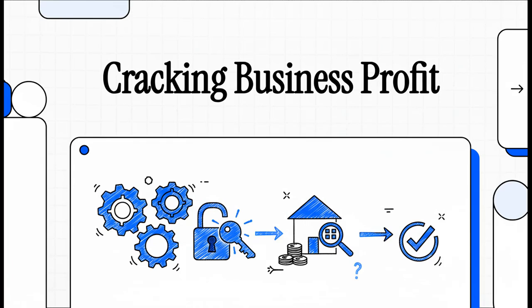Hey there, and welcome. Today, we're diving into a topic that, let's be honest, can be super confusing for a lot of business owners: profit. Specifically, we're going to crack the code on how you get from the profit number you see in your books to the one that you actually pay tax on.